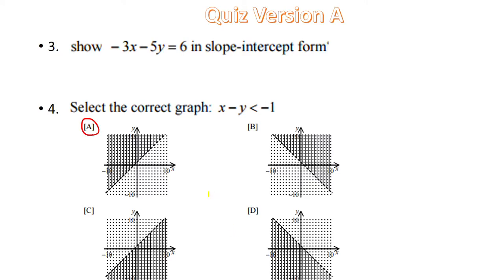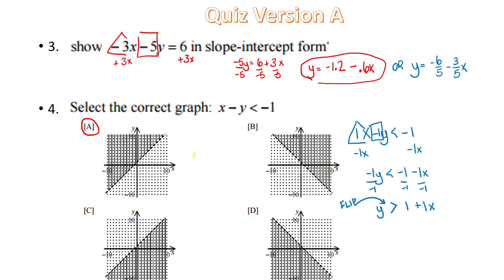Number 3, to put in slope-intercept form, that means to solve for y. So I'm going to add 3x to both sides, divide by negative 5, and you should have the answer of negative 1.2 minus 0.6x, or write it as fractions.